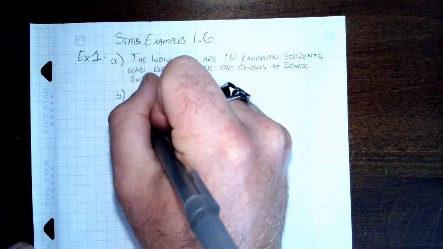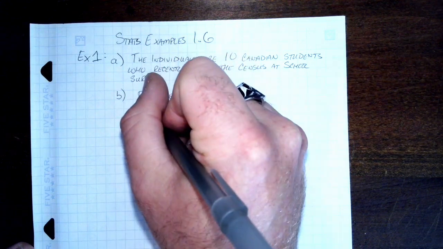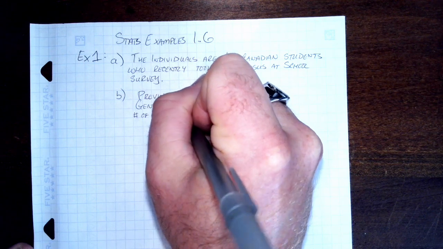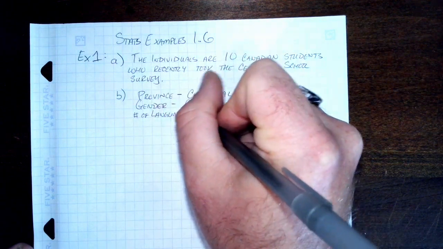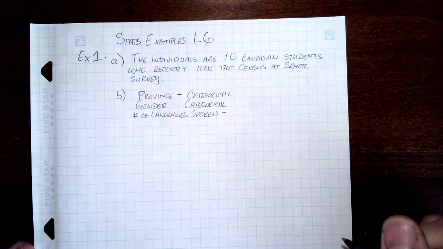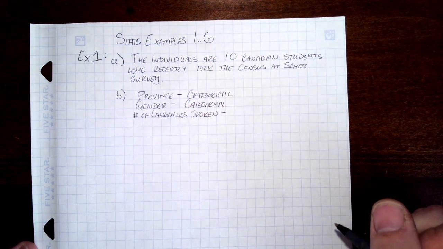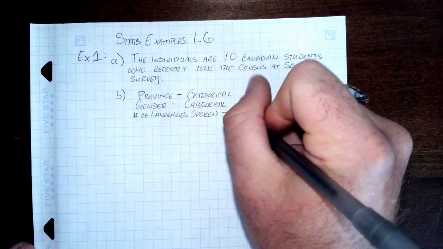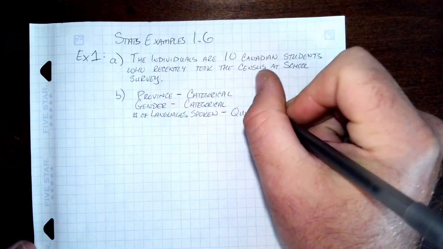Number of languages spoken, well, that is numbers. And if you speak 3 languages and you learn another language, then now you speak 4 languages, so that one is actually quantitative. It does make sense to add to that.